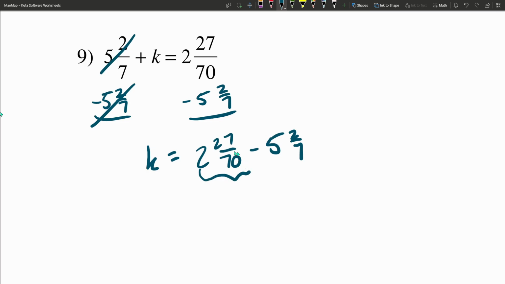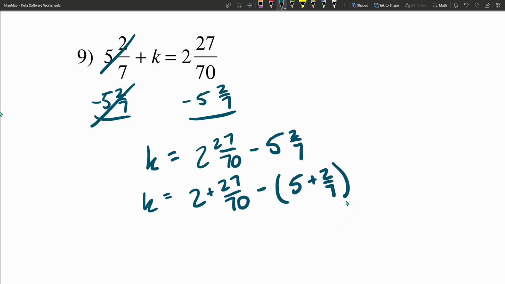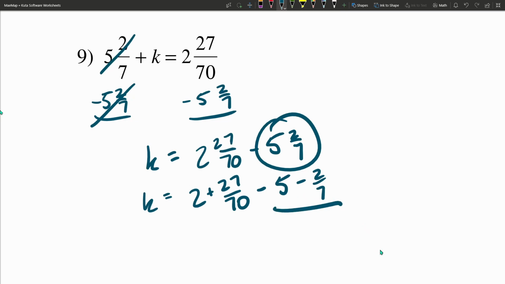Remember, the way we can think of these is 2 plus 27/70 and 5 plus 2/7. So because this is added together and I'm subtracting that entire thing, in order to make this easier, I'm going to write this problem splitting up those mixed numbers. So k is going to be equal to 2 plus 27/70 minus 5 plus 2/7. But if 5 2/7 is subtracted, well, let's erase this parenthesis and change this up. So I'm going to subtract 5 and then subtract 2/7 as well, because that whole entire quantity is subtracted.